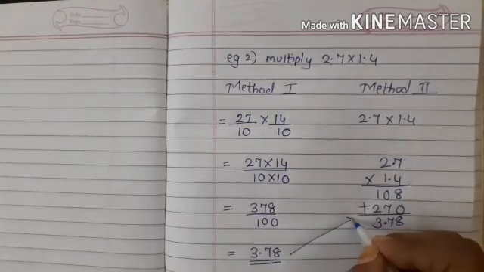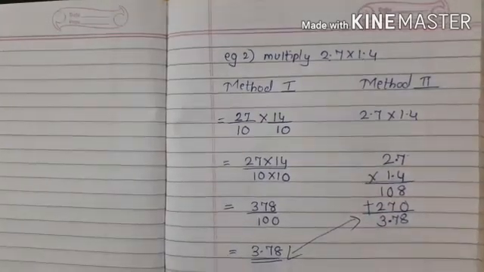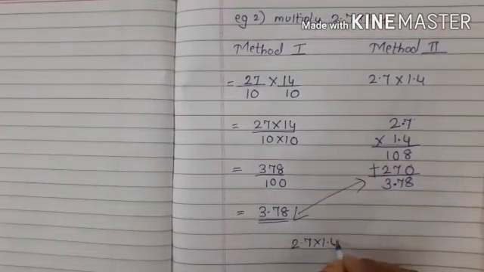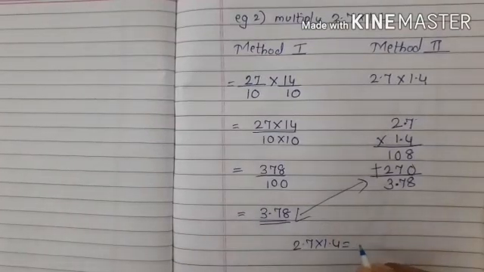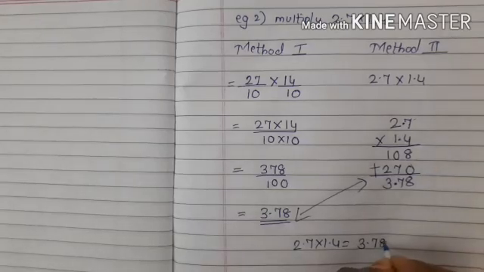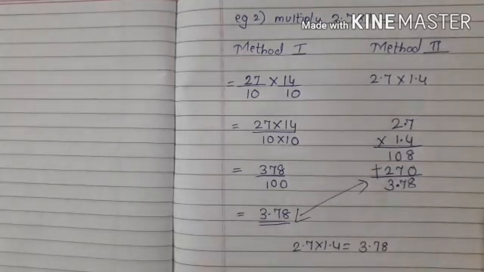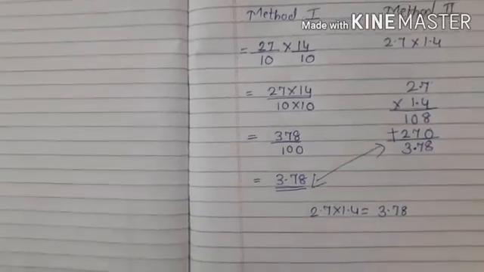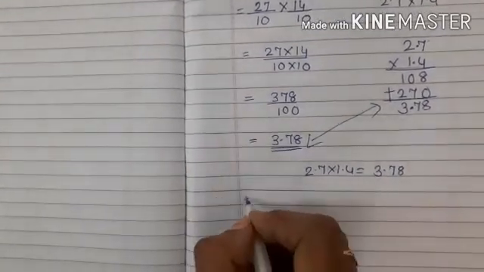So both the method we have got same answer. So our answer here is 2.7 multiplied by 1.4 is equals to 3.78. I hope children you all have understood. Let's take one more example. Example number 3.